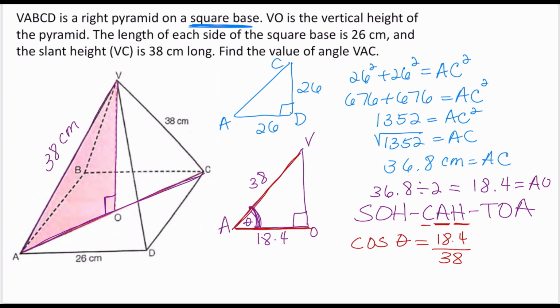Because I'm looking for the angle, I have to press second cosine in my calculator, or arc cosine basically. So I'm going to find the arc cosine of 18.4 divided by 38, and that's going to give me about 61.0 degrees. So that means that theta, the angle that I'm looking for, angle VAC, is going to be approximately 61.0 degrees.